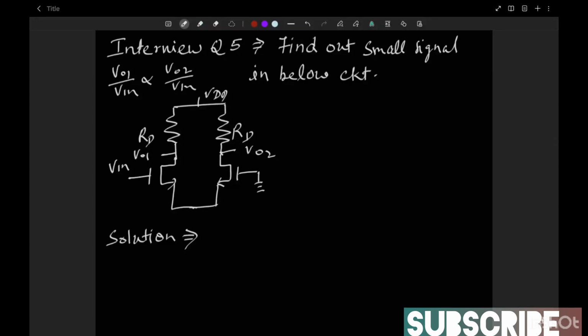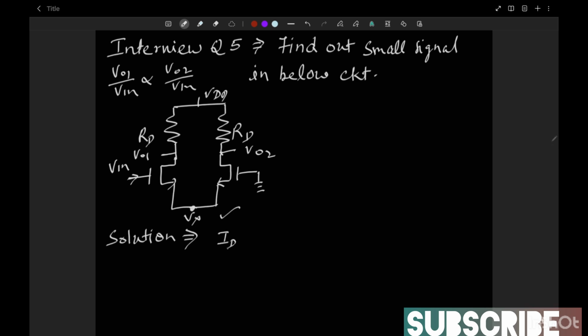Everyone, so today we are going to discuss another very important interview question, where we have to find out vo/vn in this circuit. So let's solve this. To solve this, we are considering this node voltage as vx. When a small signal is applied at this terminal, what will be the current in this?